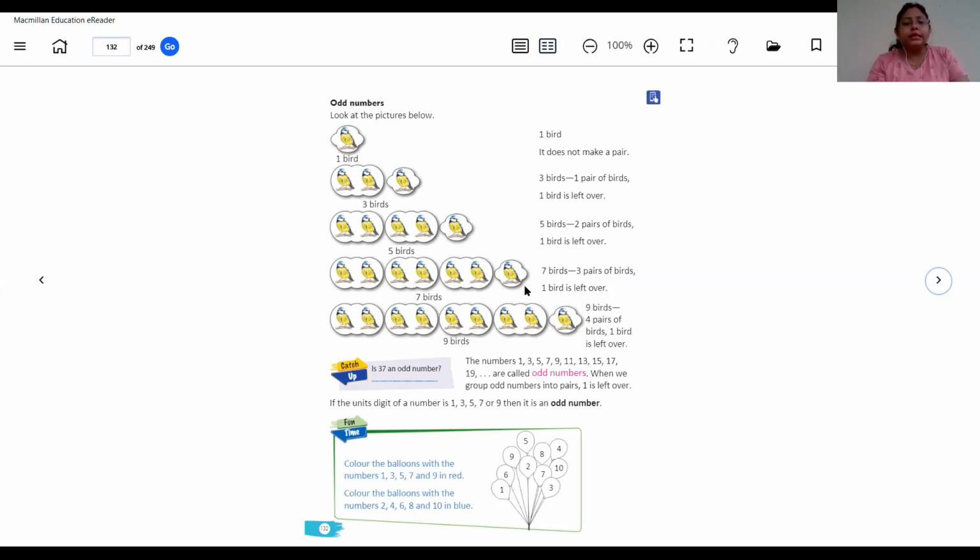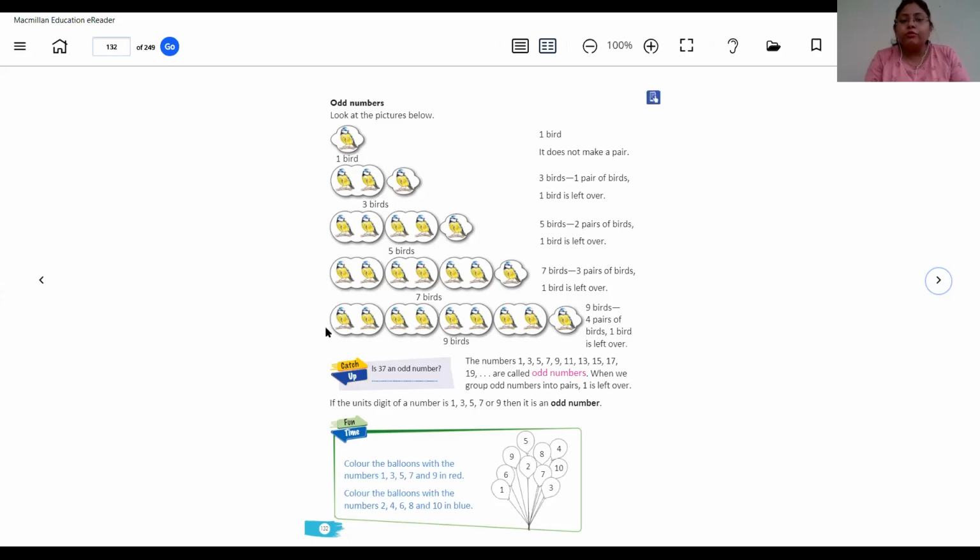Moving forward, in the next image, how many pairs of birds do we have? 1, 2, 3 and 1 is leftover. Correct. So what is the total number of birds, student? Here we have 1, 2, 3, 4, 5, 6, and 7. So here we have 7 birds. Because there are pairs, but one bird is leftover and doesn't have any pair, that's why its number is considered an odd number.